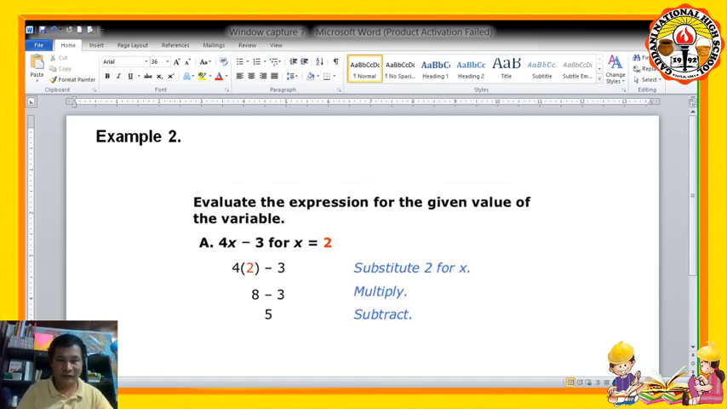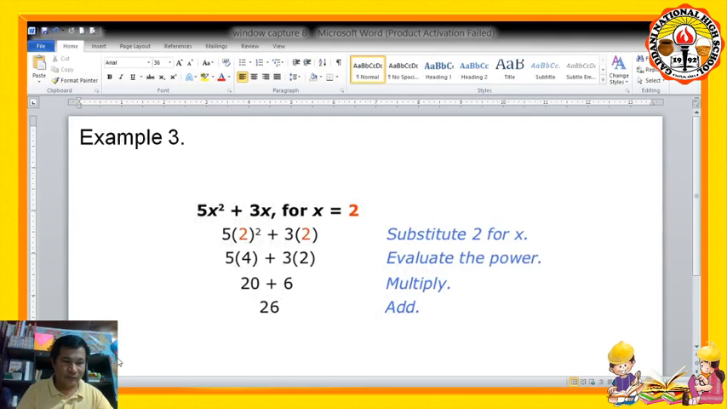Can you follow, my dear students? If you can follow, let us now proceed to example number 3.